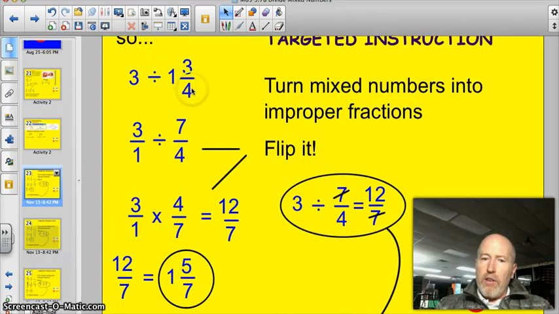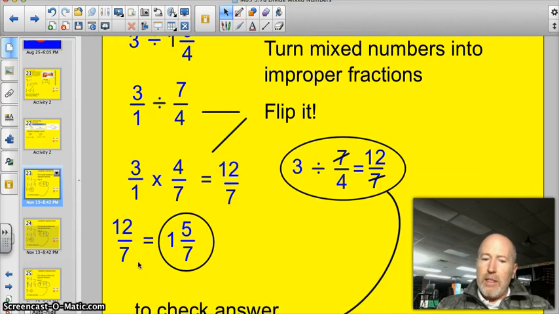Instead of 7/4, I am going to multiply by 4/7. Here's my reciprocals right here. So when I multiply straight across, 3 times 4, I get 12. 1 times 7 is 7. So I have 12/7, which if you reduce that down or simplify that, taking out a whole 7/7, you would have 1 5/7 as a remainder.